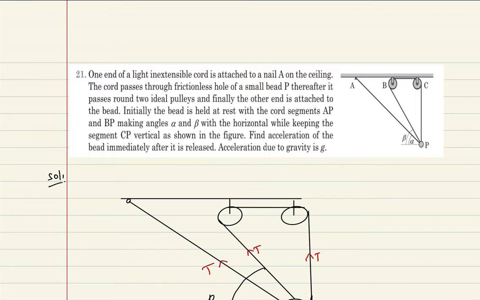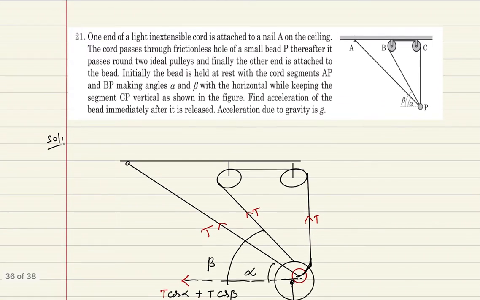Initially, the bead is held at rest with the cord segments AP and BP making angles alpha and beta with the horizontal, while keeping the segment CP vertical as shown in the figure. Find the acceleration of the bead immediately after it is released. Acceleration due to gravity is g.